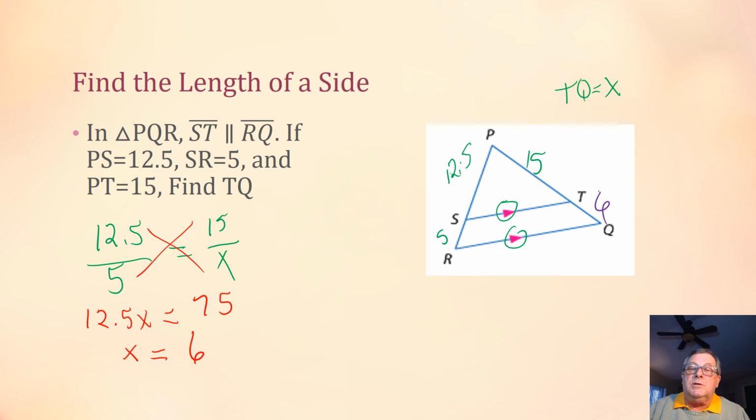All right, so, Shazam. 12.5 plus 5 is 17.5. 15 and 6 is 21. So again, they're not the same length, PR and PQ. But because of those parallel lines, and one of those parallel lines intersecting PQ and PR, it gives us proportionality, and we call that the triangle proportionality theorem.